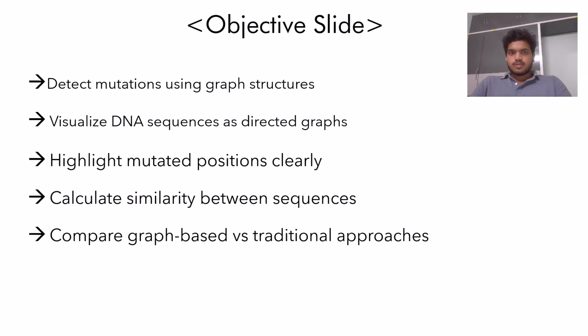Coming to the objectives, our project mainly focuses on these five objectives. Firstly, detect mutations using graph structures, then visualize DNA sequences as directed graphs, next highlight mutated portions clearly, next calculate the similarity between the sequences, and next compare the graph-based and traditional approaches.